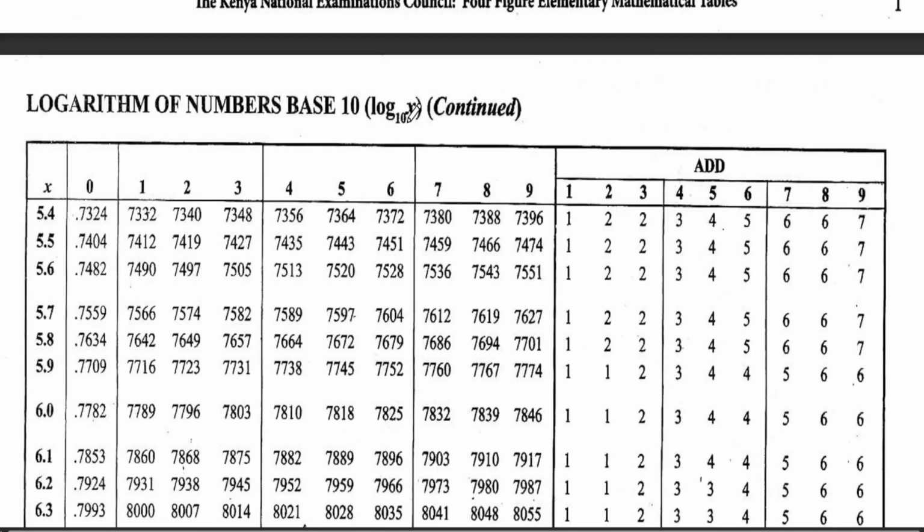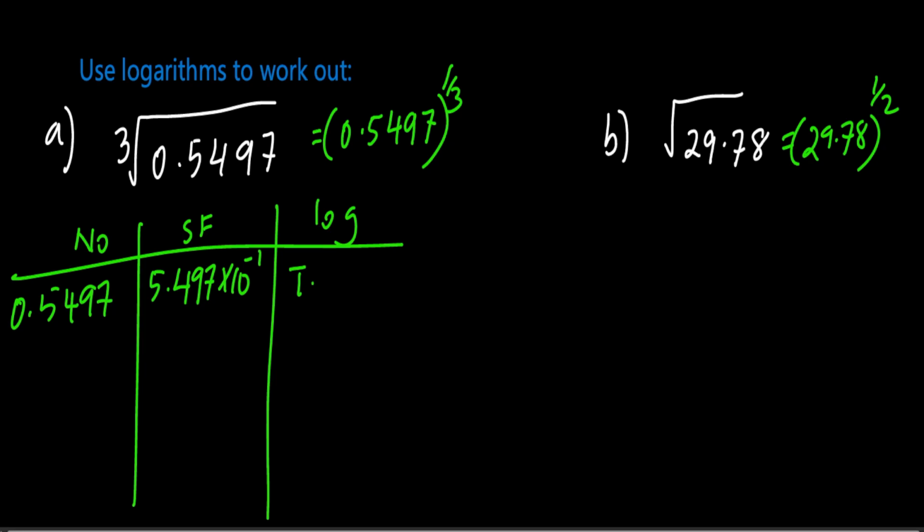This is 5.4, this is 9, and this is 7. So you're supposed to take 7396 and add 6. 7396, if you add 6, it's going to give you 7402. Now that answer that we have is supposed to be multiplied by that.